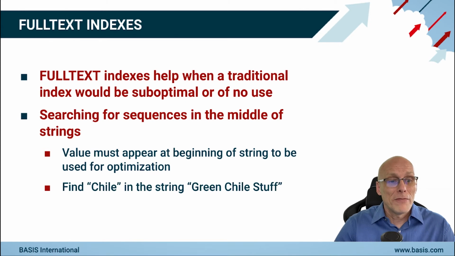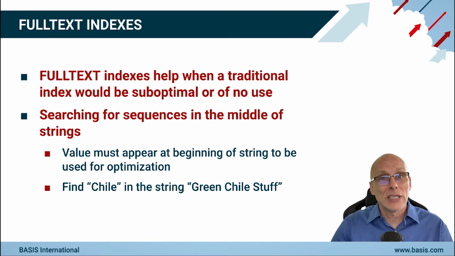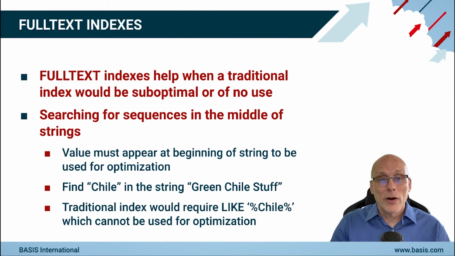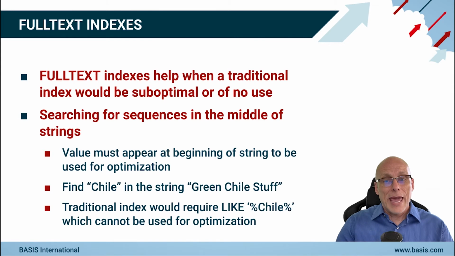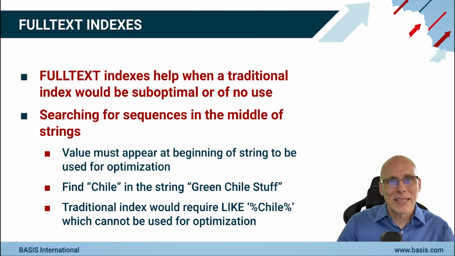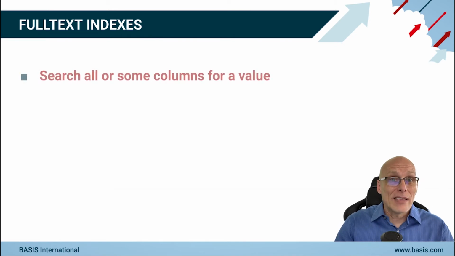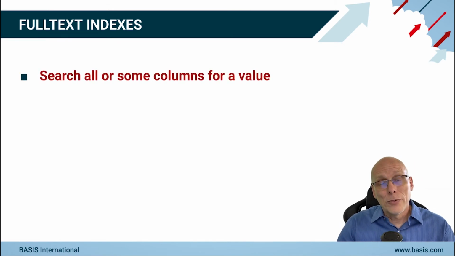For example, find the word chili in the string green chili stuff, right? Well, a traditional index would require a LIKE statement like this: LIKE '%chili%'. You may not realize at first that it can't be optimized because there is a wildcard character at the beginning of that string, so we can't use that as a lookup value for keys in a standard index. However, full text indexes do allow you to do that.